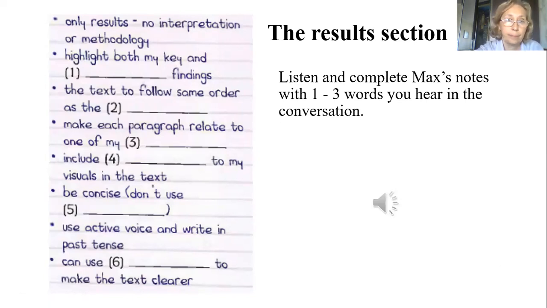So, some things that you need to remember when writing the results section are, well, first, as I said, when I looked at the draft paragraph, you should only present the results without any interpretation, without any methodology. Yes, I've got that now. Okay, so the next thing to think about is being sure you highlight both your key findings and any secondary ones too. People sometimes only put in the main finding, but there's often more, which is interesting.